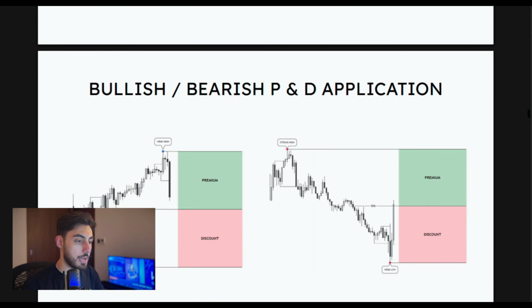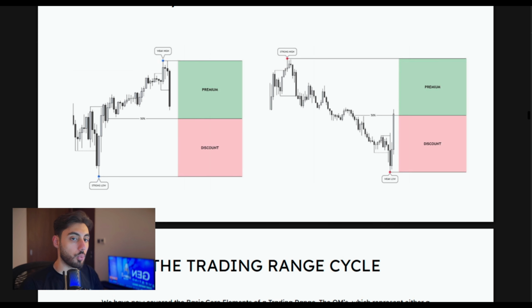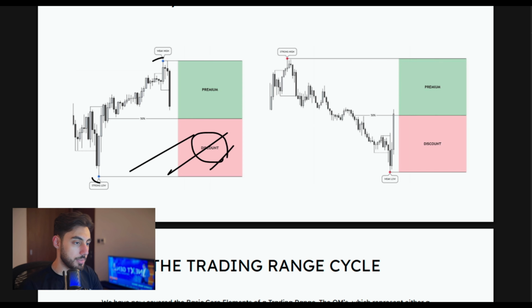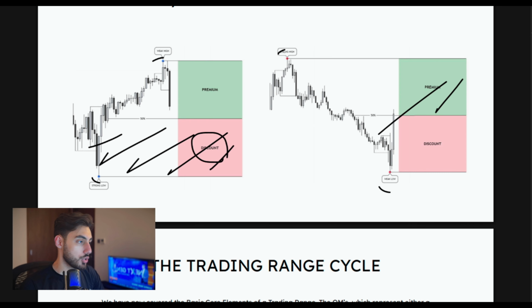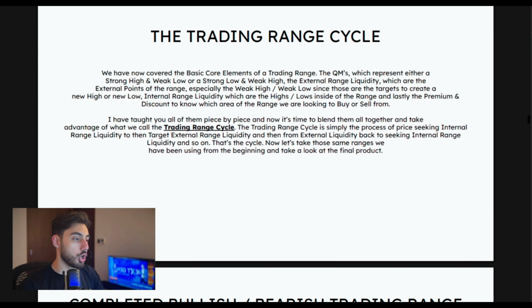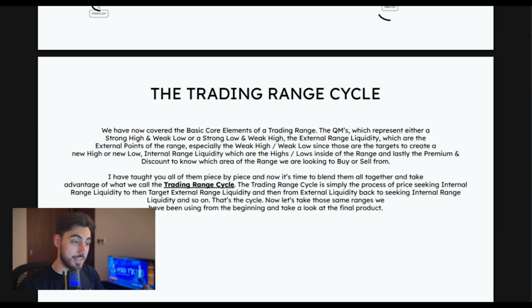Let me show you one example. This is the bullish trading range right here. So we want to buy in the cheap prices. You're going to draw the Fibonacci from here to here, and below the 50%, this is going to be the discount area. You want to look for a buy here. And this is the bearish trading range. You want to sell at expensive prices. So you're going to draw the Fibonacci from here to here, and you want to sell in the premium area above the 50% here. So now that you understand this, here is where the trading range cycle comes into play.